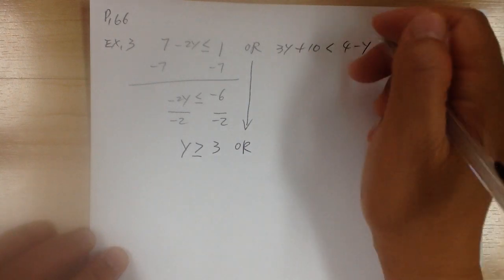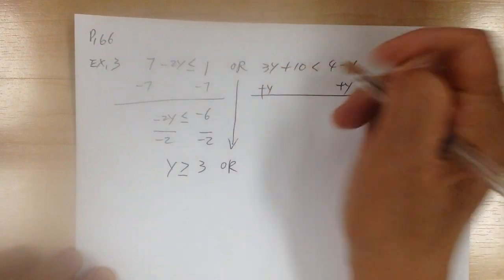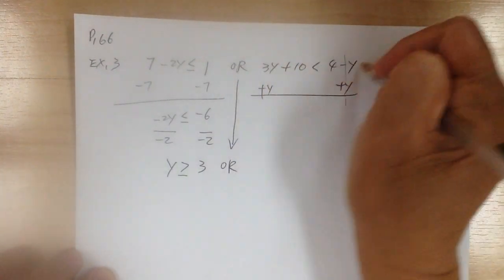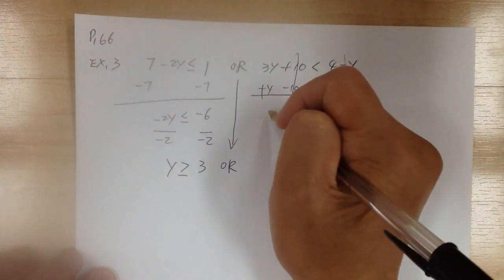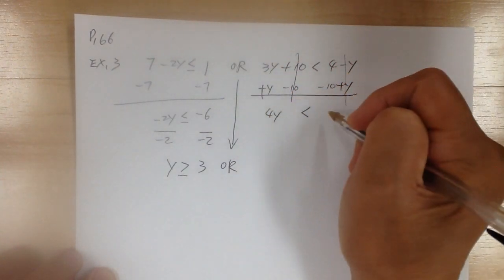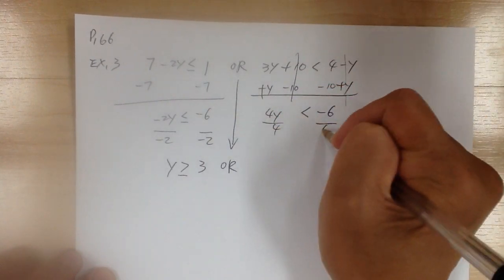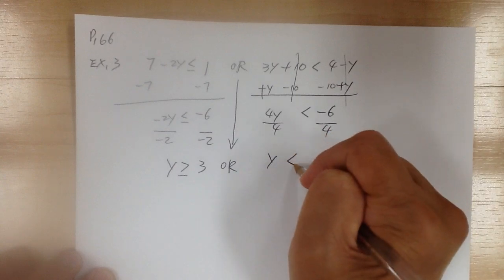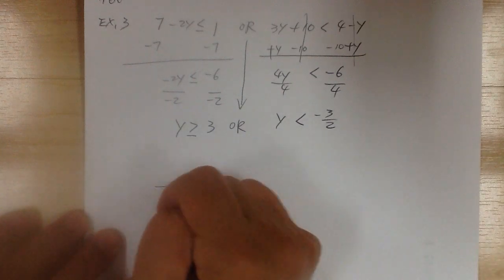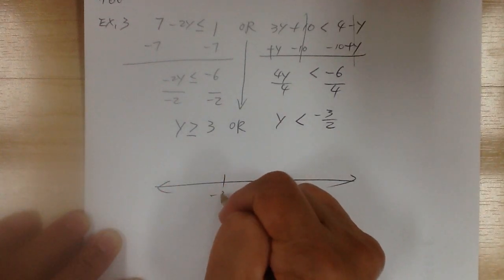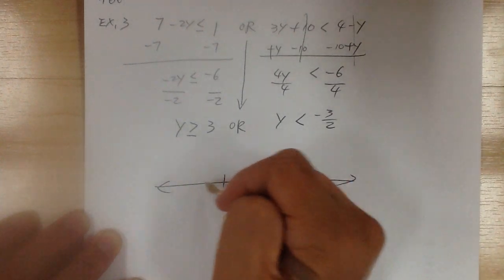This one over here, again, let's go and get a variable to this side, so plus y. And this will cancel, and I'm going to move the 10 to this side, so minus 10, so this will cancel out. So you're going to get 4y is less than negative 6. Divide by 4, divide by 4. So you're going to get y is less than negative 3 over 2. So I can get your 2 numbers, that's your negative 3 over 2, and that's your 3. So you don't have to make a nice number line.